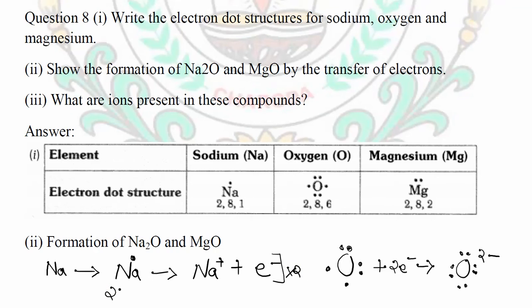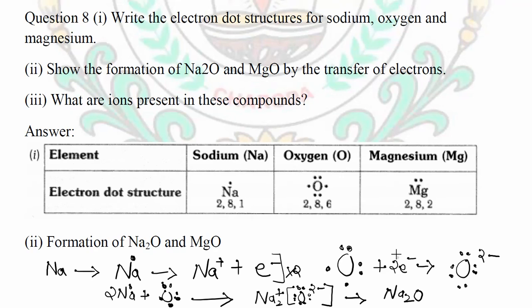So here we will see that 2 Na plus O gives Na2 plus O2 minus, that is Na2O.